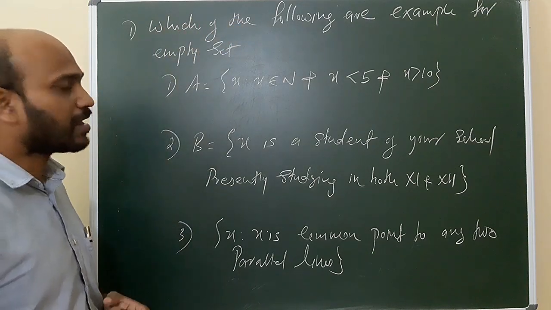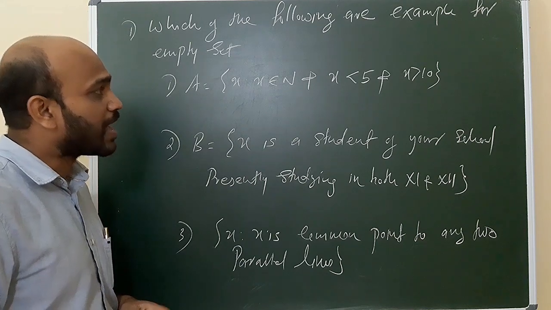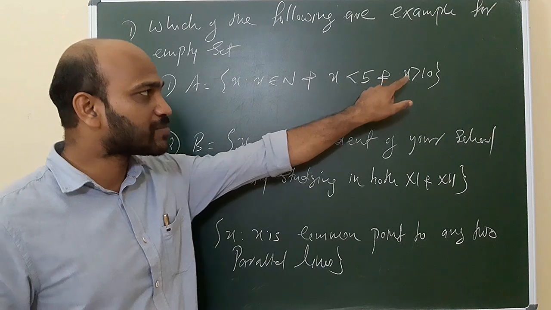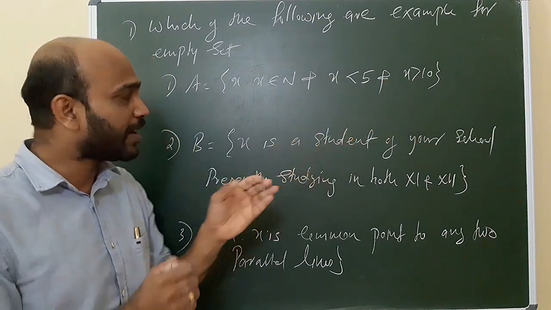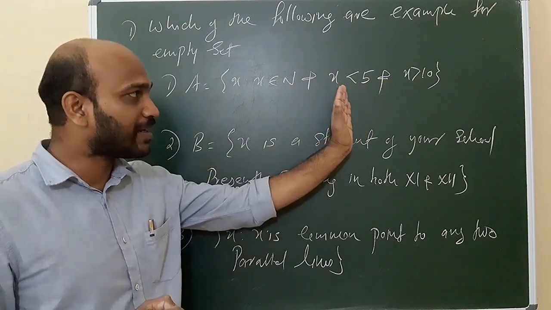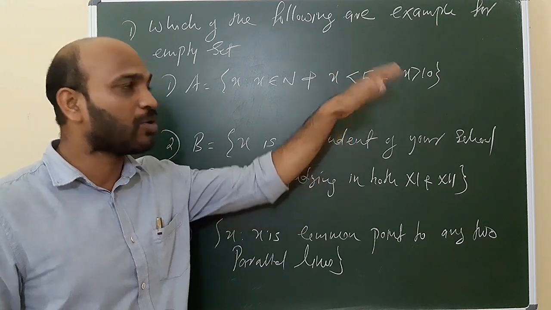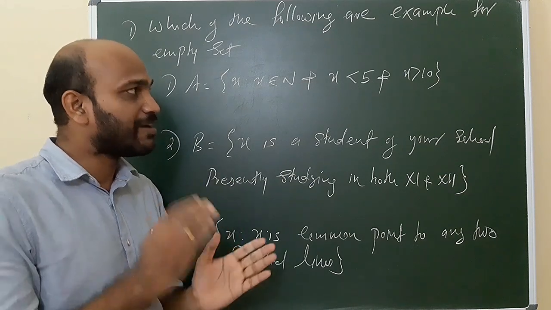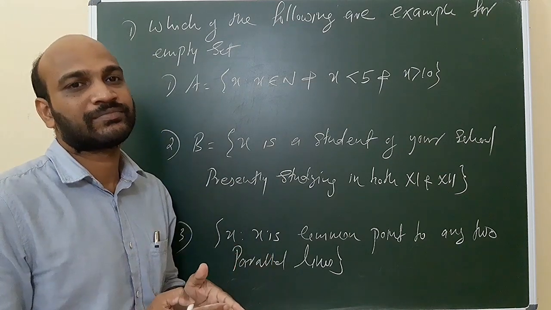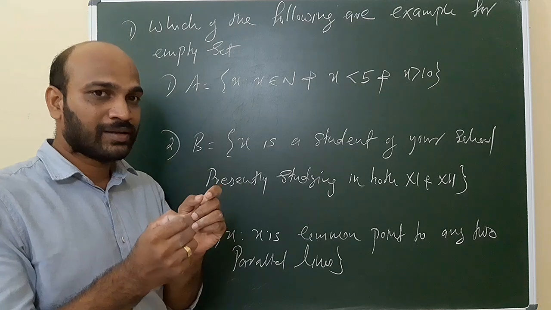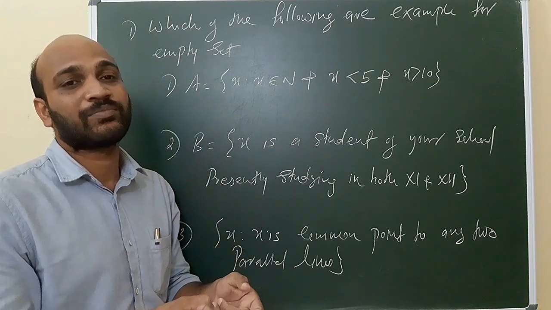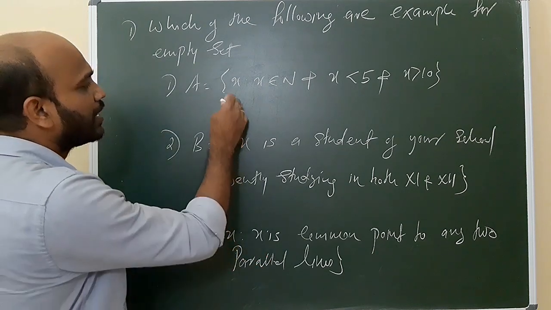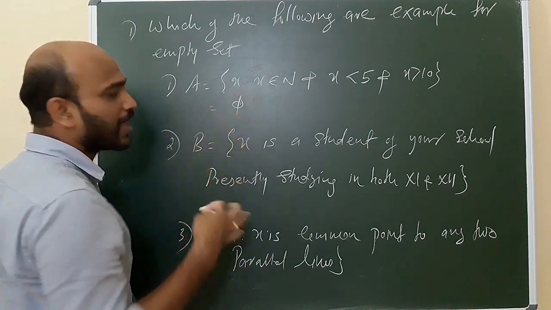Consider the first question. A equal to the set of all x, x belongs to N and x less than 5 and x more than 10. Is there any natural number which is less than 5 and more than 10? The number should be less than 5 as well as more than 10. There is no such natural number. So this one is an example for empty set.